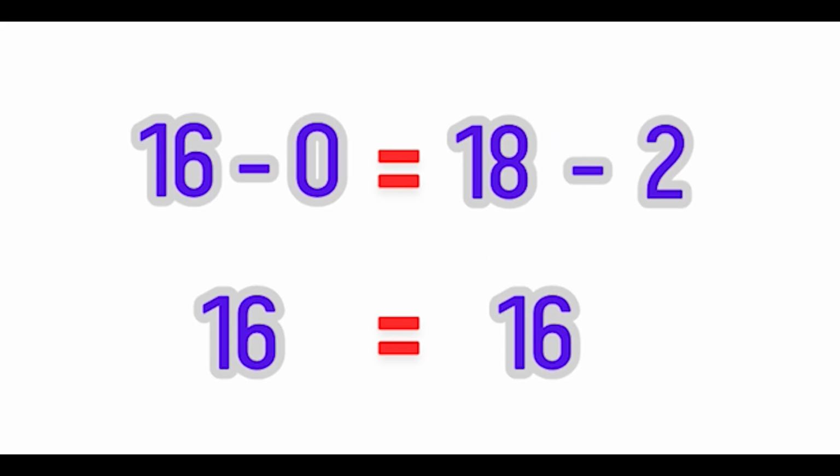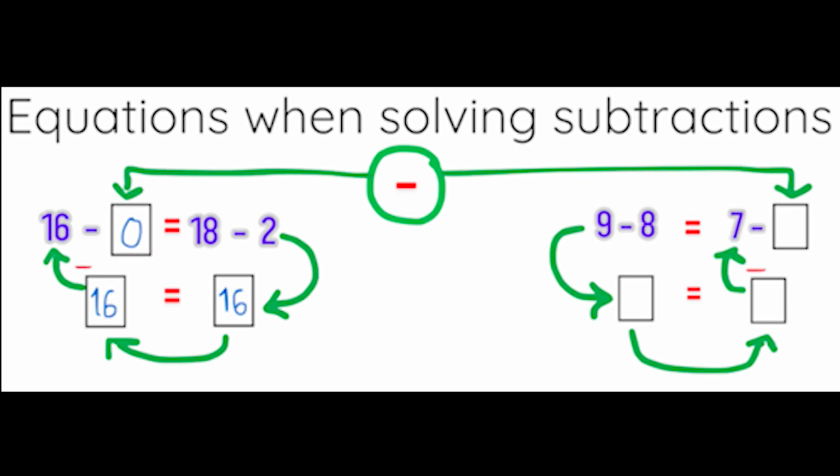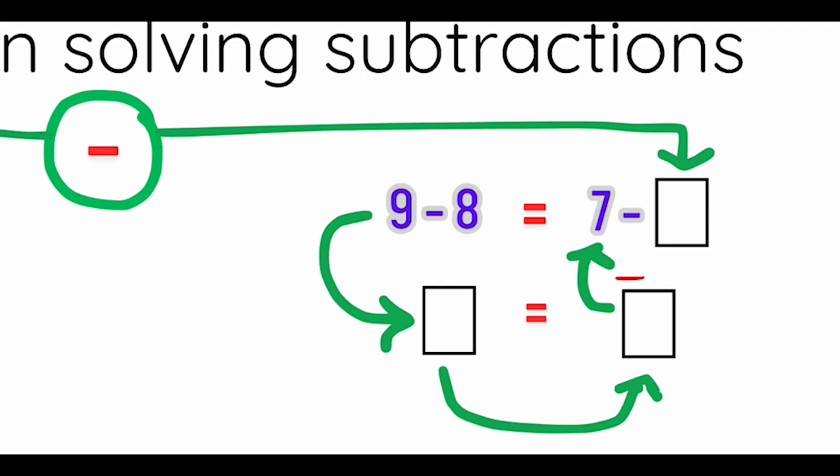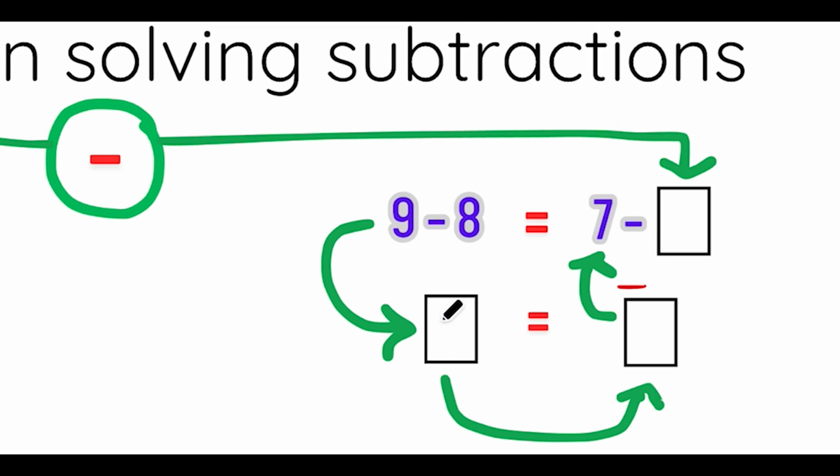16 minus 0 equals 16. 18 minus 2 equals 16. 16 equals 16. In the example on the right, we're looking for the number in this position. We're going to start by solving what we know. 9 minus 8 equals 1.